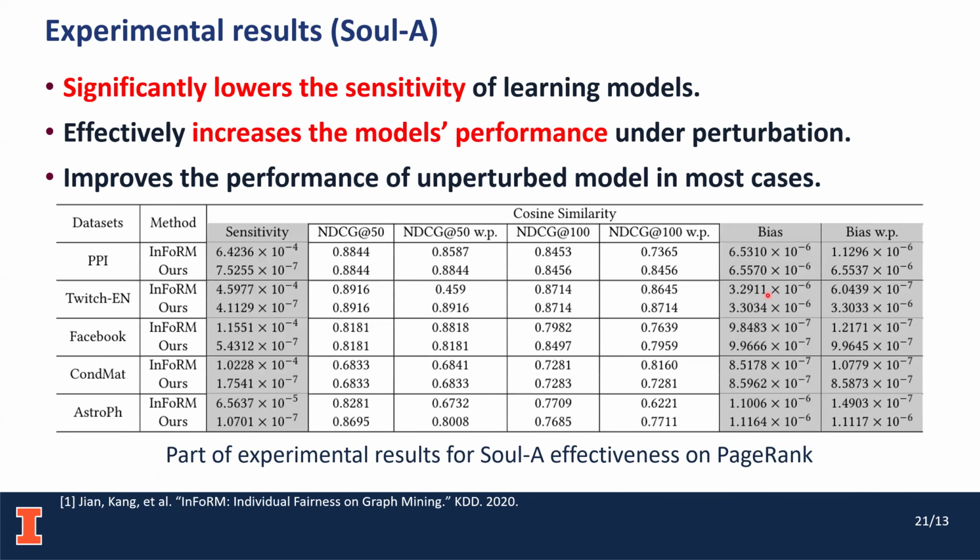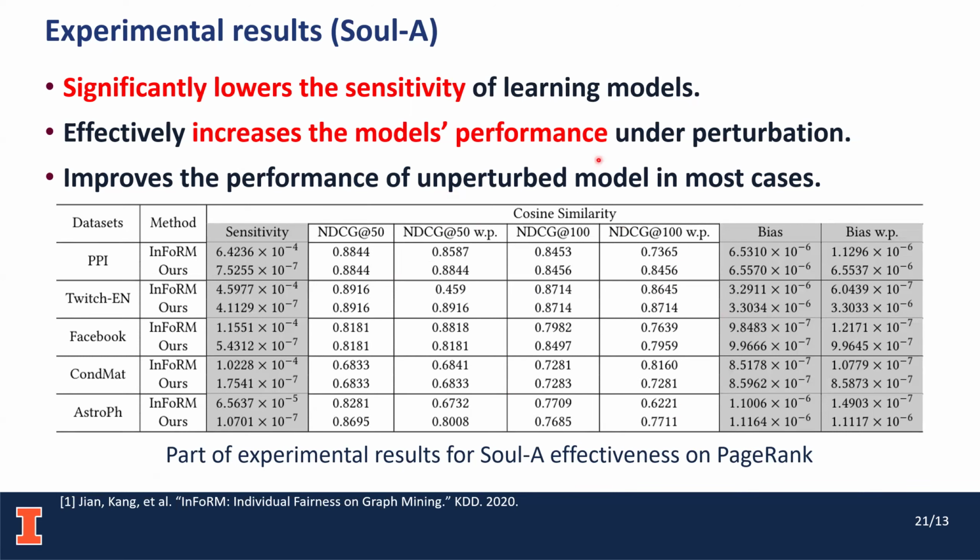And for the experimental results for the robustify algorithm, I put part of the experimental results here, and we can see that the sensitivity largely decreased compared to InFoRM, and we also effectively increased the model's performance under perturbation, for the two rows with perturbation. The WP here is abbreviated for with perturbation. So we reach a higher performance compared to InFoRM in the circumstances where perturbation is added.